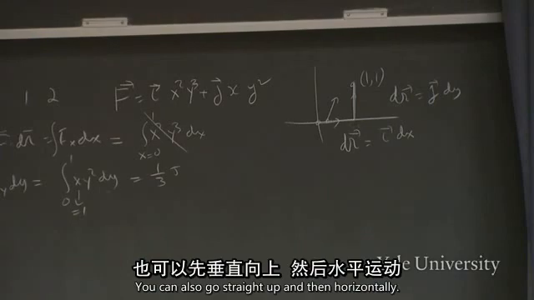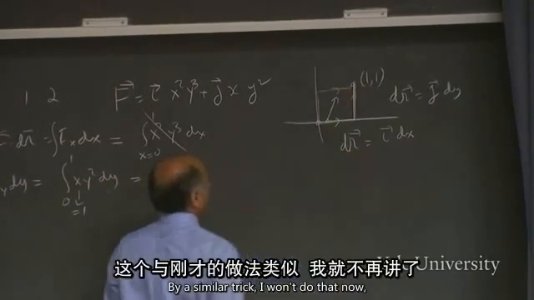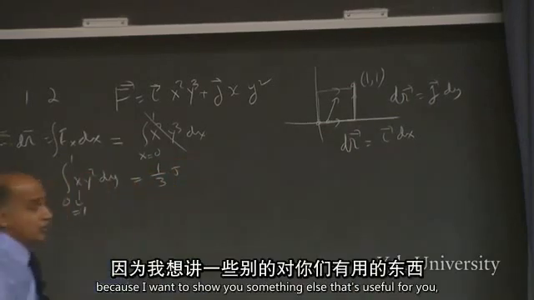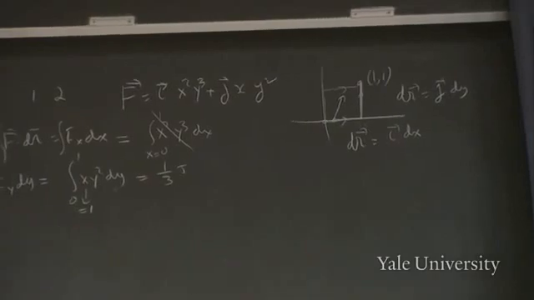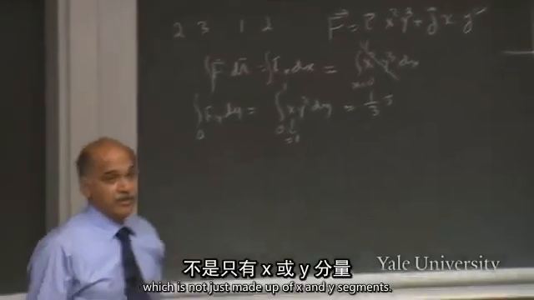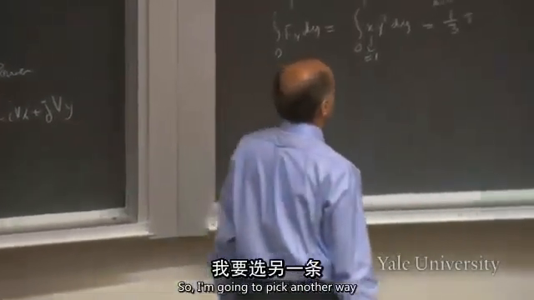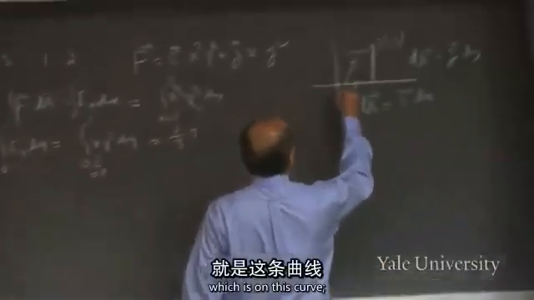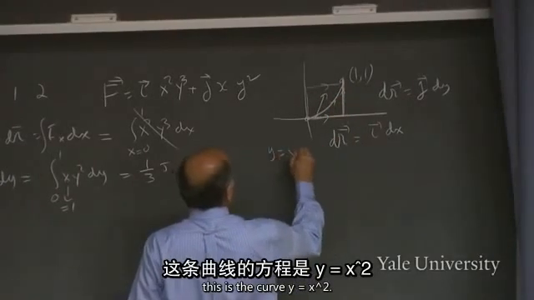You can also go straight up and then horizontally by a similar trick. I won't do that now, because I want to show you something else that's useful for you. I'm going to pick another path which is not just made up of x and y segments. Then it's very easy to do this. So I'm going to pick another way to go from 0, 0 to 1, 1, which is on this curve. This is the curve y equal to x squared.